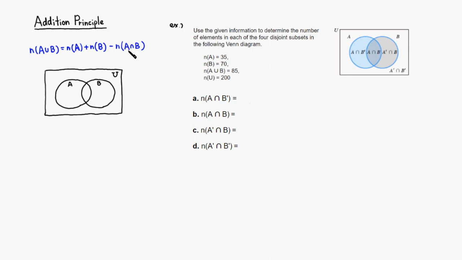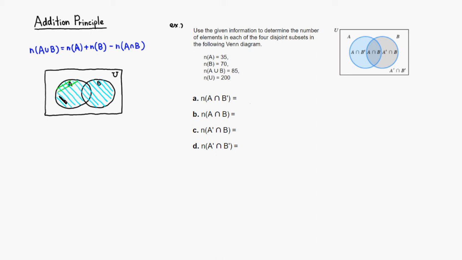If you use a Venn diagram, it's pretty easy to see this principle. We want to find the number of elements in this region here. It's A union B, so this whole thing right here. If you want to find the number of elements in A union B, what you need to do is add the elements in A, which is this much.